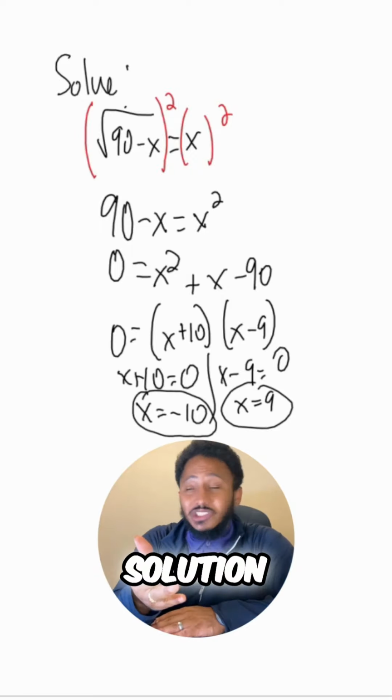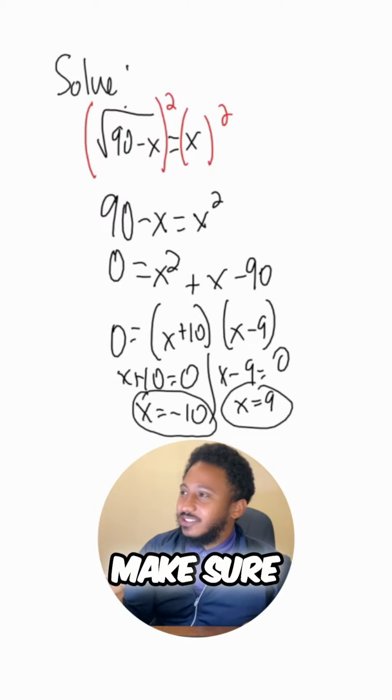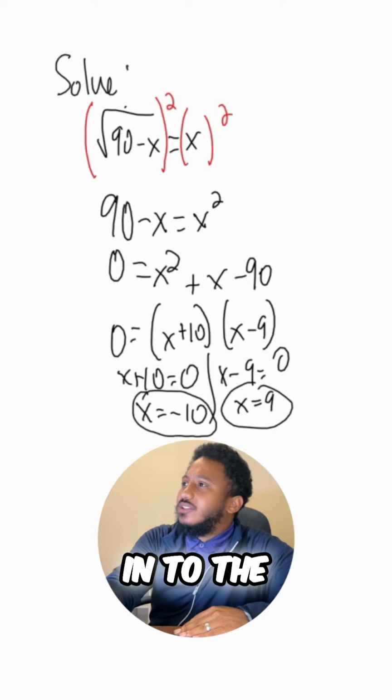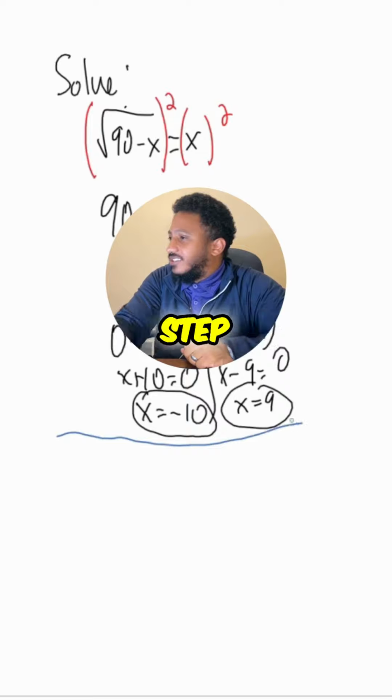But with radical equations, we definitely want to check our solutions. That's called a Nike step. We check to make sure it's actually a solution to the original equation. How do we check it? Well, we plug it back in to the original and see if we get a true statement. Let's try it. Okay, so here's our check step, Nike step.